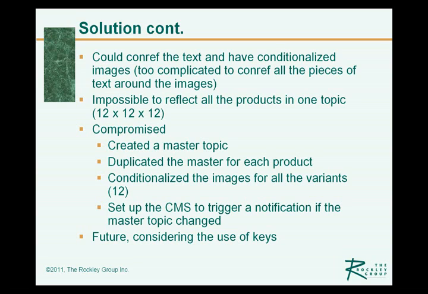We created a master topic. We duplicated the master for each product. Then we conditionalized the images for all the variants, so things like the measurement and the time. And then we set up the CMS to trigger a notification if the master topic changed. Not perfect. It meant that the writers, if they had a duplicate copy of that topic and there was a change, had to make sure they went in and changed it. But it wasn't as bad as it was before, where they were constantly reinventing the wheel.